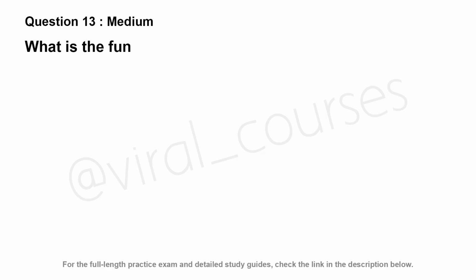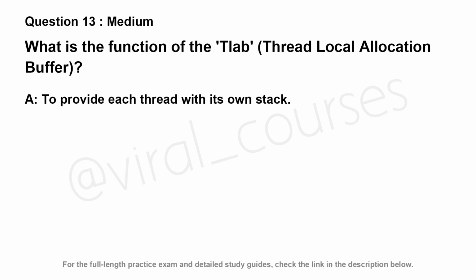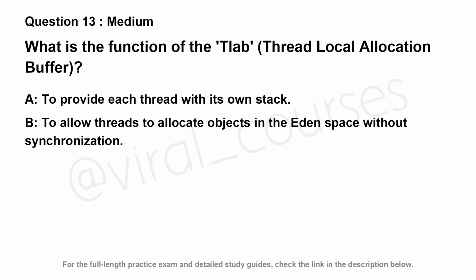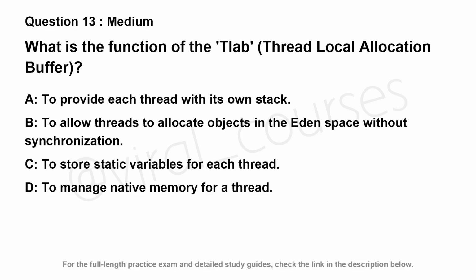What is the function of the TLAB, thread local allocation buffer? Option A. To provide each thread with its own stack. Option B. To allow threads to allocate objects in the Eden space without synchronization. Option C. To store static variables for each thread. Option D. To manage native memory for a thread.